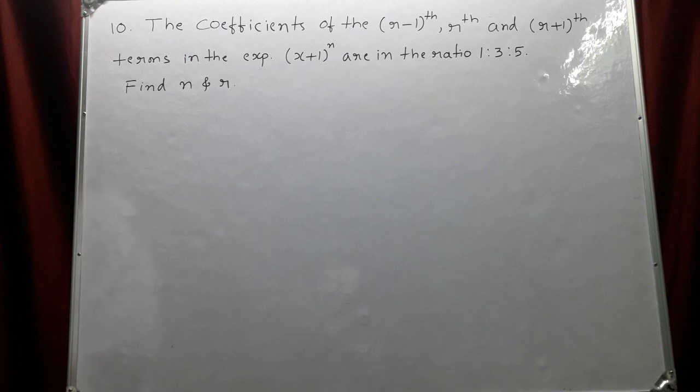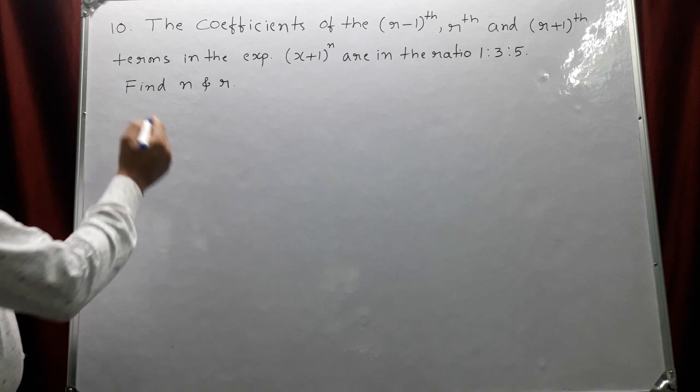10th question. The coefficients of the (r−1)th, rth and (r+1)th terms in the expansion of (x+1) power n are in the ratio 1:3:5. Find n and r. So, solution.